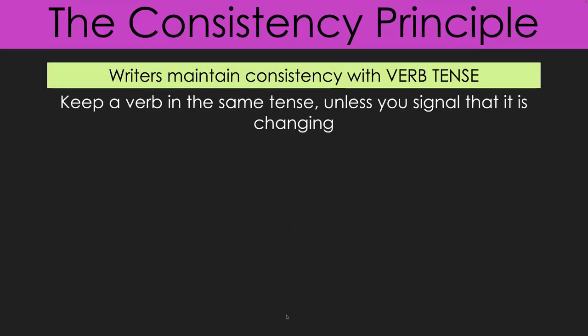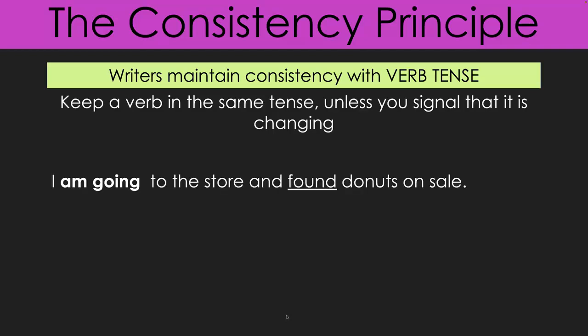Let's go to the next one: writers maintain consistency with verb tense. What this means is that you want to keep a verb in the same tense unless you're signaling that it's changing. As you write, you generally want to keep your paper in present tense if something is happening in the present. If you're talking about a book, you keep it in the present tense. If it's something that happened in the past, you put it in the past tense. But you want to be consistent as you're writing. You don't want to just flip-flop around in time, because verbs are time markers and you want to be consistent with your time.